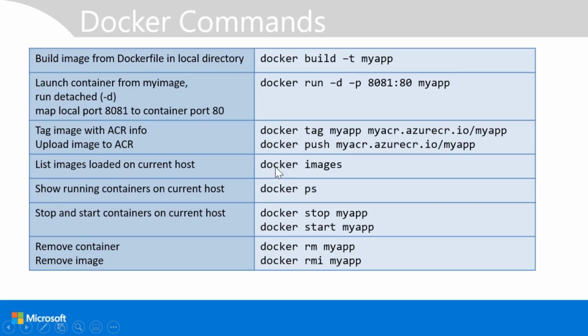Just a couple of other commands to cover. Docker images is how you can look at the images that are loaded on the current machine. Docker ps shows running containers. So if you did a docker run up here, detached my app, then docker ps would show that my app was running. There's a docker stop and docker start command used for just that, stopping and starting applications. And then the docker rm commands. The rm my app removes the container. Docker rmi removes the image from the local machine.